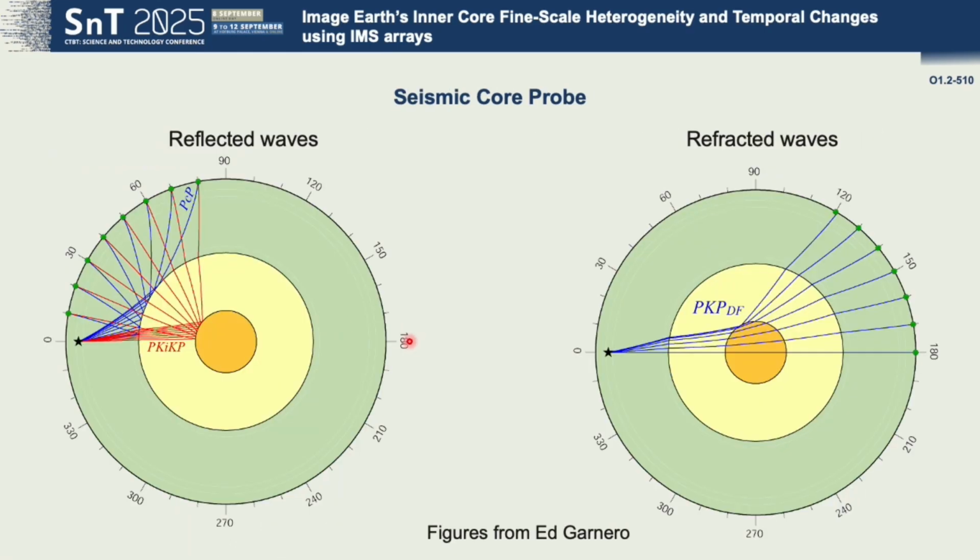Since we can't directly sample the inner core, seismic waves are a powerful tool for imaging the inner core structure. Two types of seismic waves are used. The PKiKP, which are the seismic waves reflected on the inner core boundary. And another one is the PKPdf, or PKIKP. It is the seismic wave passed through the inner core itself.